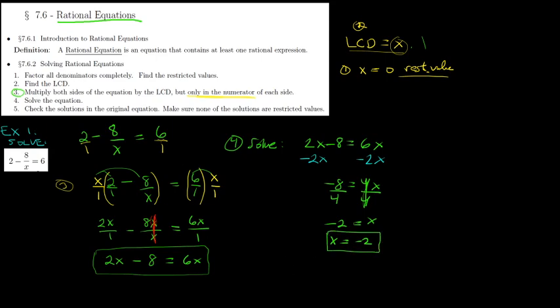Step 5, check the solution in the original equation. So we'll do that in a second, right? The main reason for doing that, though, is to make sure that we didn't get the restricted value. The restricted value was 0. If we got x equals 0 as an answer here, we would have to eliminate that. We would have to cross it out. That cannot be an answer because it's a restricted value. Now that didn't happen here, right? Negative 2 is not 0, so that was not an issue.